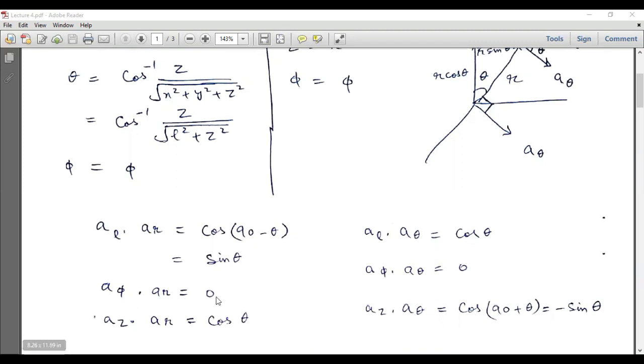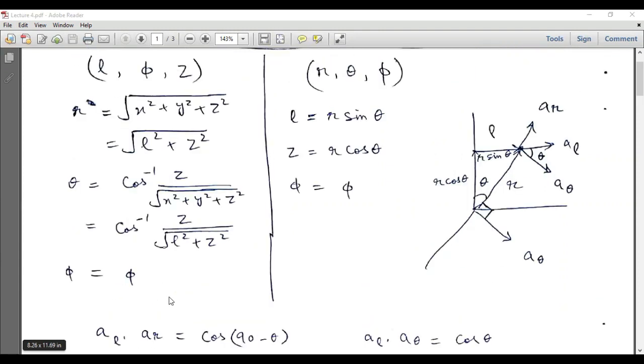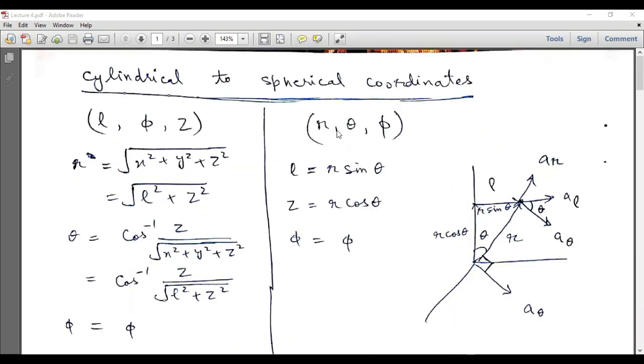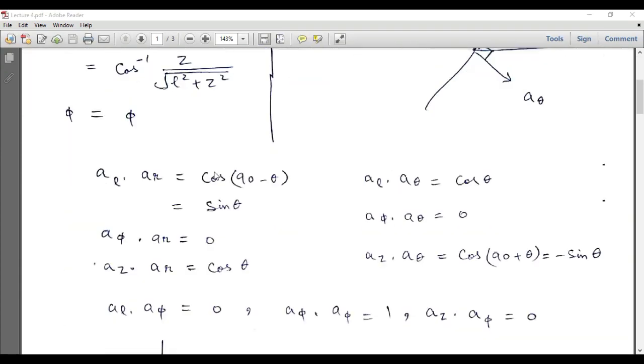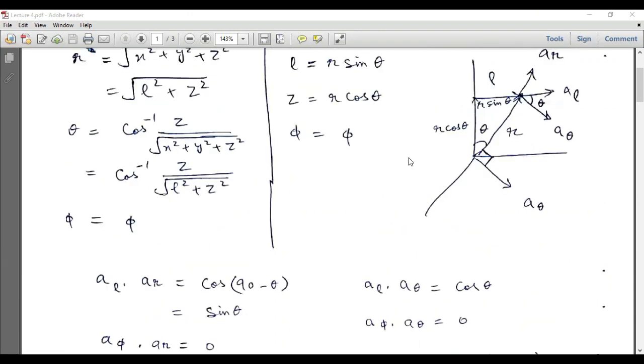And a phi dot ar will be equal to 0 because phi and r are two components of a spherical coordinate system, so they are perpendicular to each other, right? So here you can see all three components of the same coordinate system are always perpendicular to each other, so the angle between them will be 90 degrees. Similarly, rho, phi and z are also perpendicular to each other, and a phi dot ar is equal to 0. Similarly, az dot ar is equal to cos theta because this is ar, this is az, and the angle between them is theta.